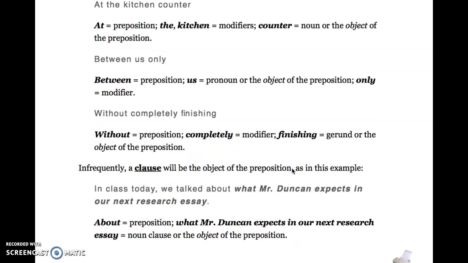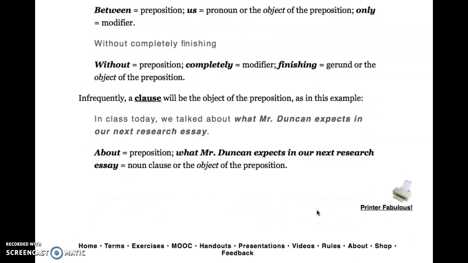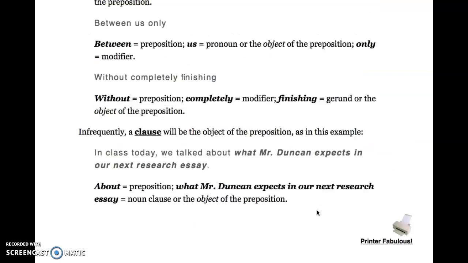So if we take a look here, it says infrequently a clause will be the object of the preposition. For example, in our class today, we talked about what Mr. Duncan expects in our next research essay. Our preposition is about, and what Mr. Duncan expects in our next research essay would be the noun clause. This is not going to happen very much on our IXL skills.